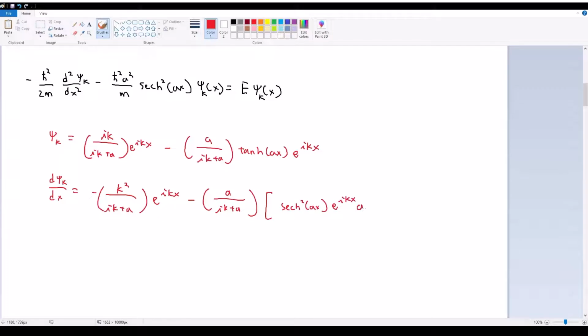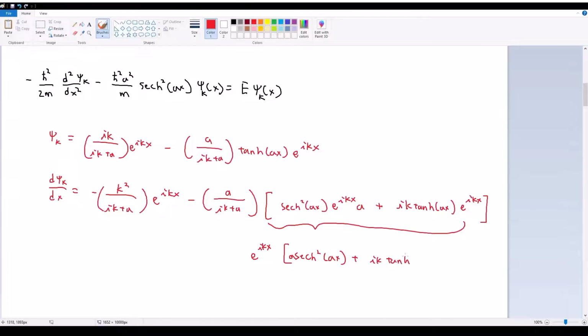We're going to pull out a factor of a because of product rule. And then we're adding ik hyperbolic tangent ax e to the ikx. And in fact, I can make this even simpler by pulling out the e to the ikx factor, leaving me with hyperbolic secant squared ax times a at the front plus ik hyperbolic tangent ax.